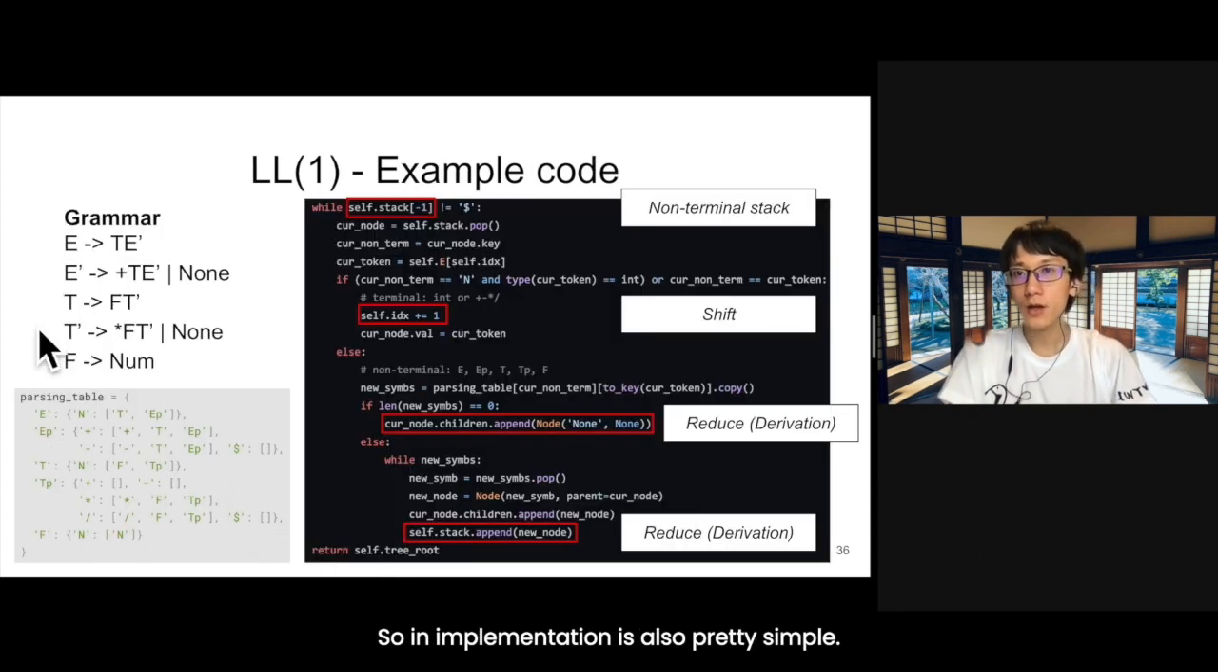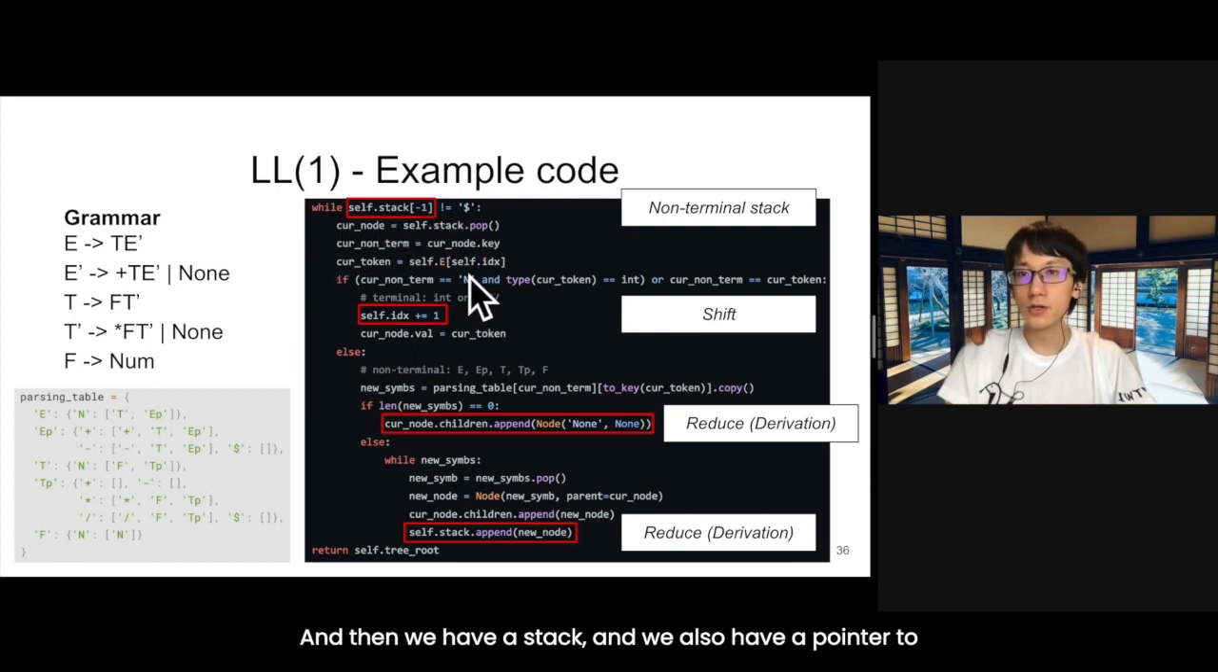So the inner implementation is also pretty simple. As you can see, we need to have a parsing table here, and then we have a stack. We also have a pointer to point to the current place. Based on the symbol we meet, we perform a shift action or reduce action. And if it's done, we eventually return the root of the tree.